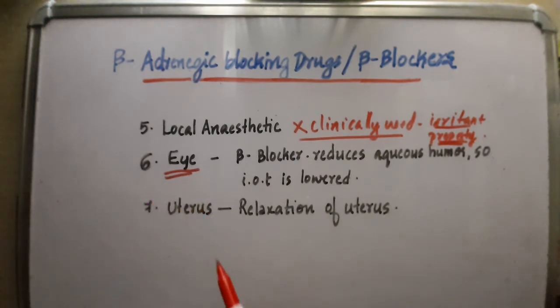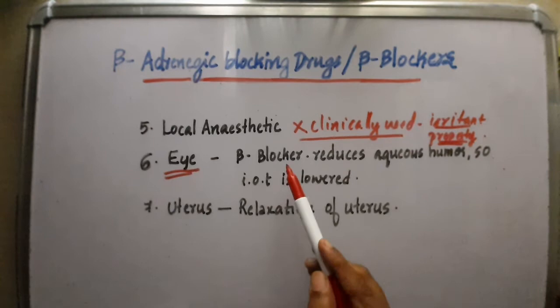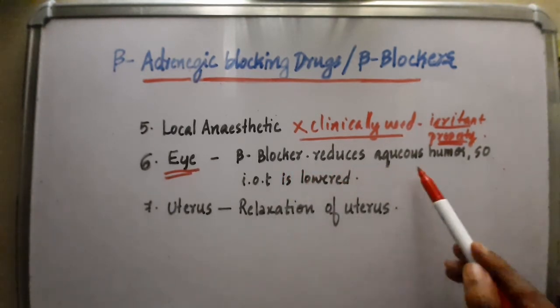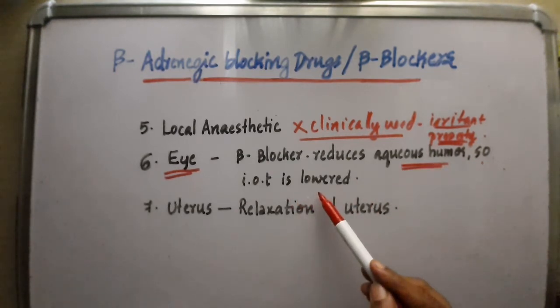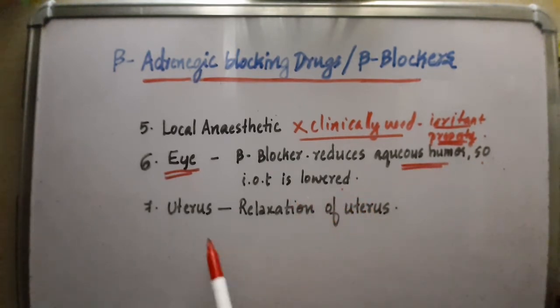Next one is pharmacological action on eye. Propranolol, another beta blocker, reduces aqueous humor, so intraocular tension is lowered. Next is pharmacological action on uterus. They cause relaxation of uterus.